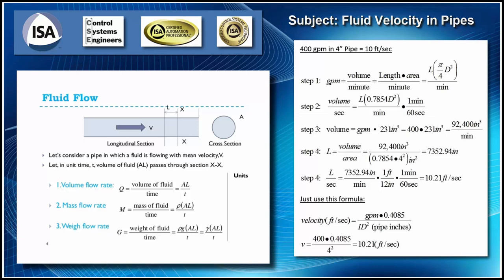Once you go through all this work, we've already devised a formula for you, taking all these calculations and combining them into a number. We can break this down into velocity in feet per second equals GPM, gallons per minute, times 0.4085 divided by the diameter of the pipe in inches squared. And so your velocity equals 400 times 0.4085 divided by 16, which gives you 10.21 feet per second.